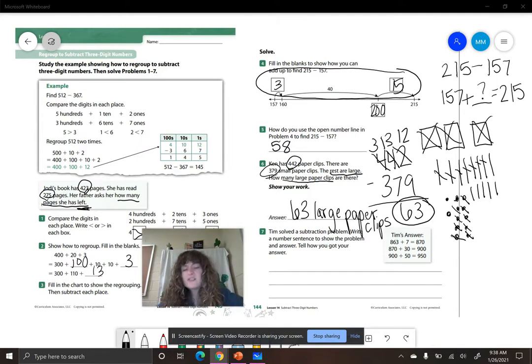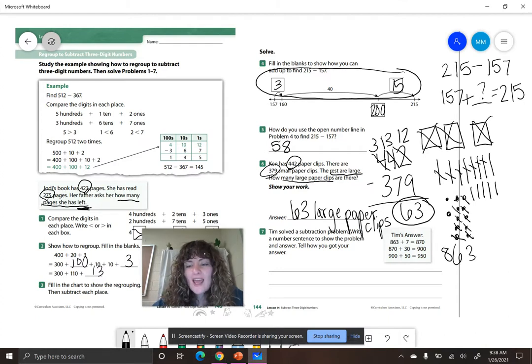So Tim, it looks like he added. So it looks like he started with a smaller number and added up to 950. So if I know that he started with 863 and he added these ones and tens, we don't know that part, but we know that he has a whole of 950. If I know my addition equation for that, how could I show this as a subtraction equation? If I know that 863 plus a part makes 950, how can I use that whole and the part I know to make a subtraction sentence?